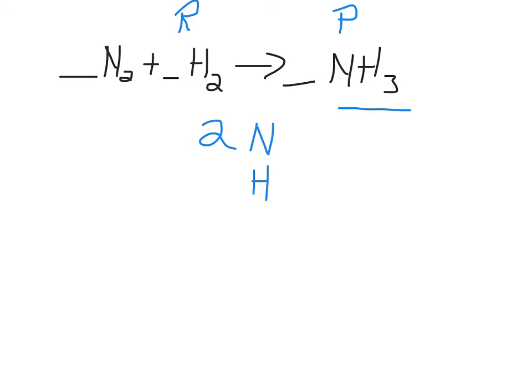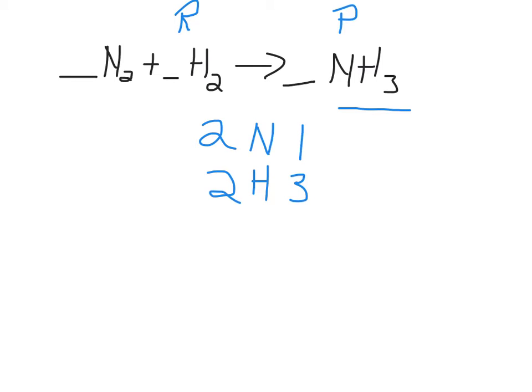Okay, how many nitrogens do you have on the reactant side? 2. Okay. How many do you have on the product side? You have 1 nitrogen. Okay. Now, how many hydrogens do you have on the reactant side? You have 2. Okay. How many hydrogens do you have on the product side? You have 3. Now remember that your main objective is to have the same amount on each side.